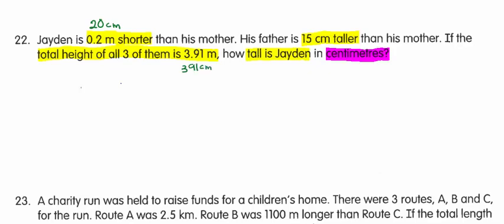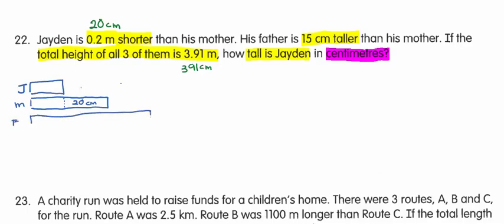Okay, now to understand this question a little bit, we might need to draw the model. So that will help us to understand the problem a little bit better. So Jadin, I don't know how tall he is, but I know that he's shorter than the mother. So if he's shorter, that means his bar will be shorter. So then the mother's bar will be longer. Okay, and she's shorter by 20 cm. So in other words, the mother is taller by 20 cm. And the father is taller than the mother, so the father's bar will be a lot longer. Okay, and it's taller by 15 cm.